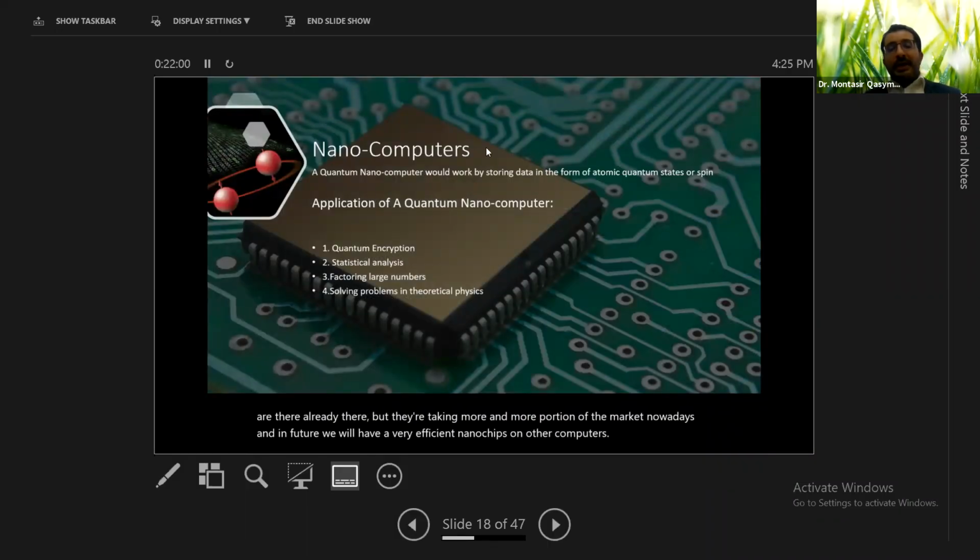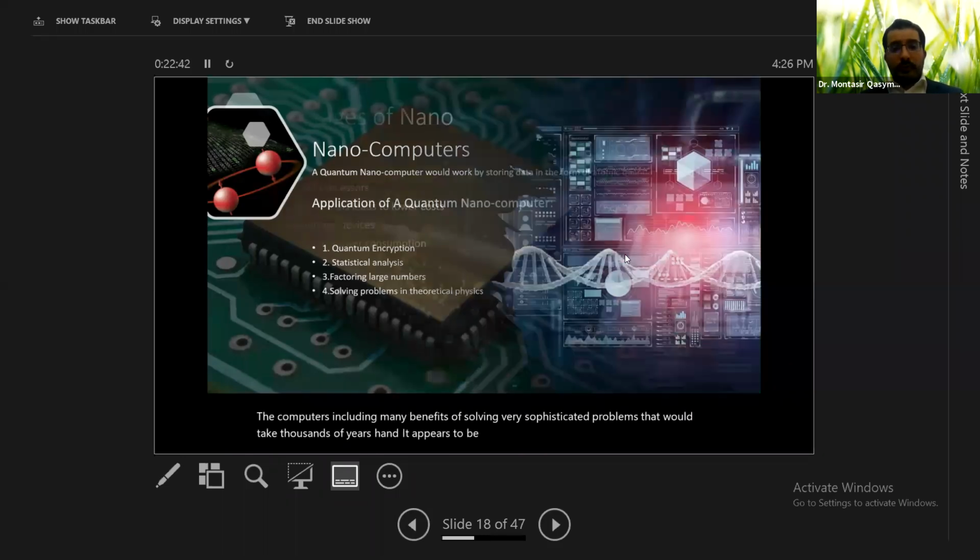So nanocomputers nowadays, if you are talking about nanocomputers based on quantum technology, size-wise they are very big, and the reason is that we need to cool down the material to 0 Kelvin so that we can experience quantum effects and use them for quantum processing. However, the core is very small, and we hope that these kinds of obstacles can be solved. The applications of quantum nanocomputers include solving very sophisticated problems that would take hundreds of years, to be precise, for classical computers to solve.